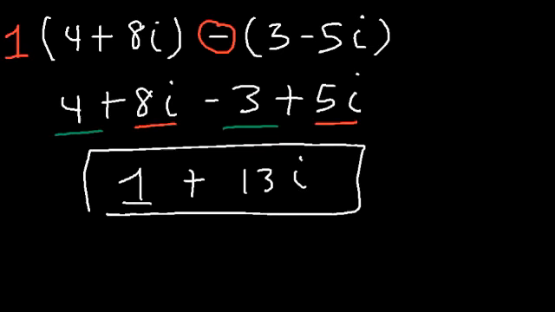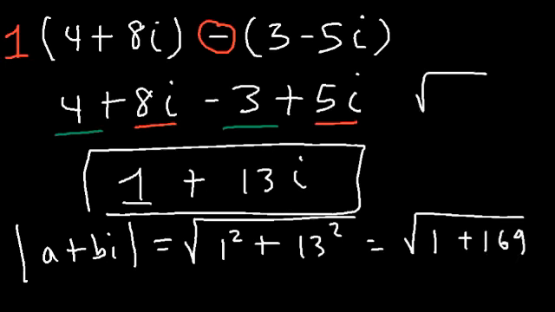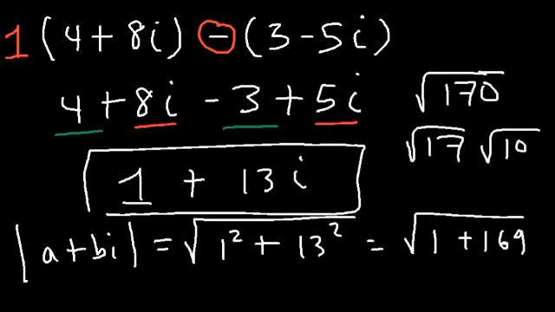Now what is the absolute value of 1 plus 13i? Don't forget, the absolute value is going to be the square root of a squared plus b squared, or 1 squared plus 13 squared. 13 squared is 169, and if you add 1 to that, you're going to get the square root of 170. Now 170 is divisible by 10. This is the square root of 17 times the square root of 10. There's no perfect square that goes into 170. So this is the final answer.